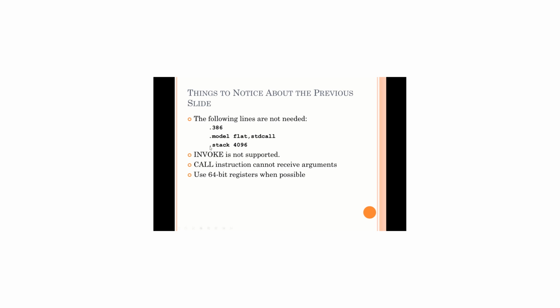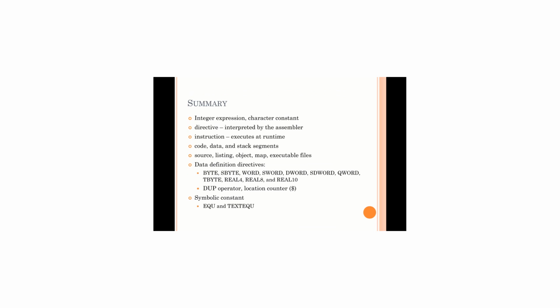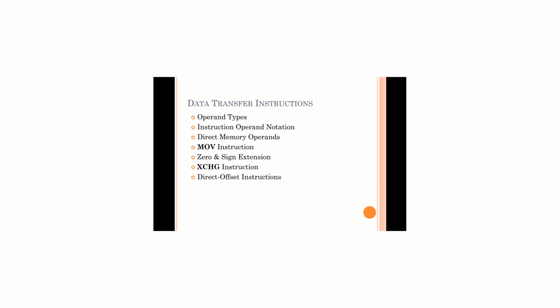And one thing to note is that the call instruction cannot receive arguments, as you can see here. Right? It just called this procedure, and it did not provide an argument. And the argument is implicitly being stored in the register ECX. And you can use 64-bit registers, of course. Okay, so that's a summary of what we covered.